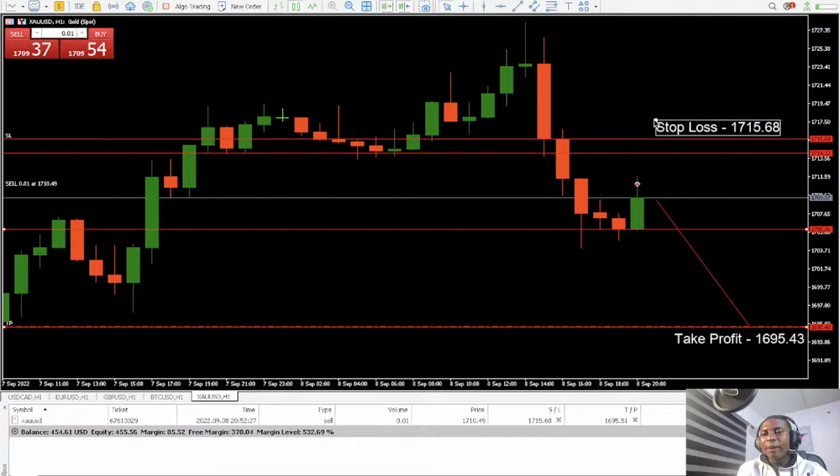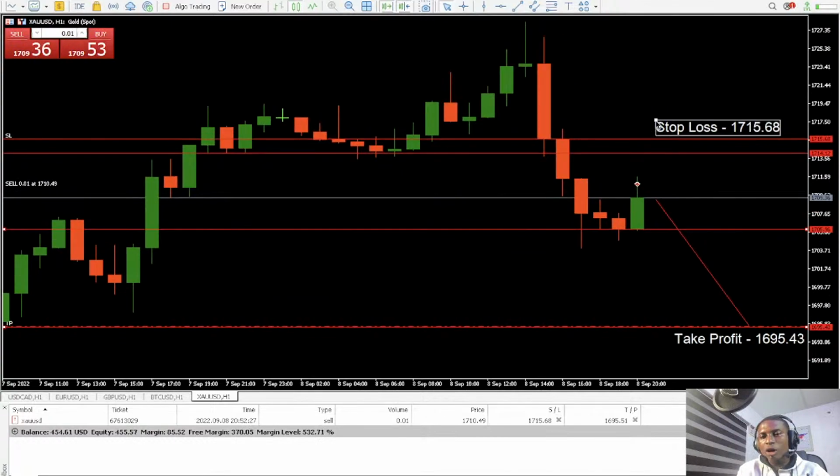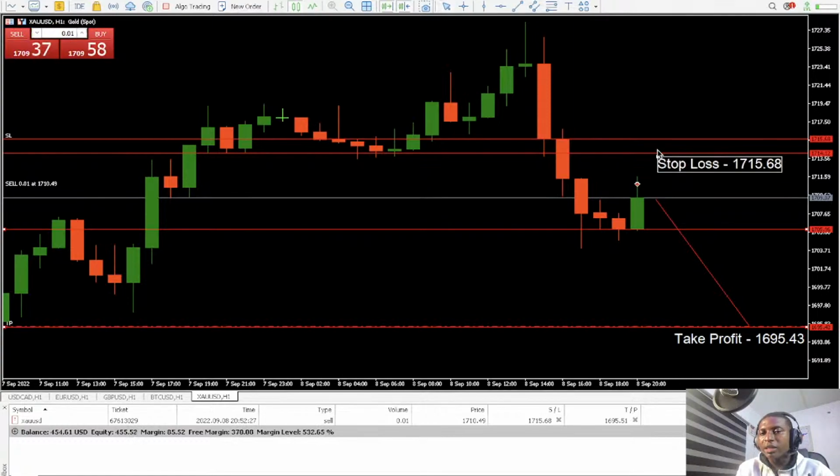So imagine I go in profit and price comes down to this level, and now I am in profit. What would I do? I would move my stop loss to my entry level. So when price comes and touches my entry level, I would neither make profit nor make loss. It is called the break-even strategy. It is a break-even trading strategy. It's a risk management strategy. Always deploy it in your trades.